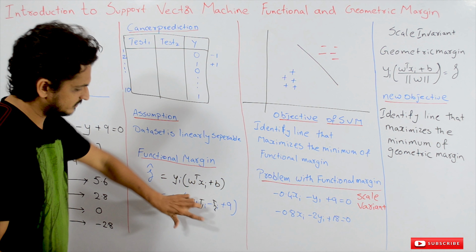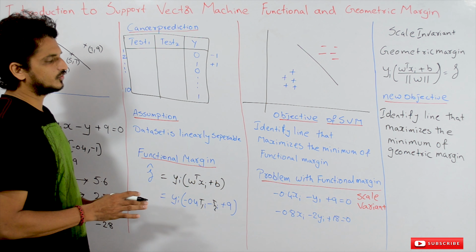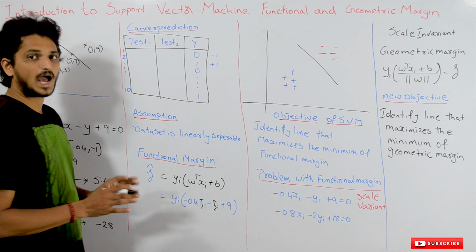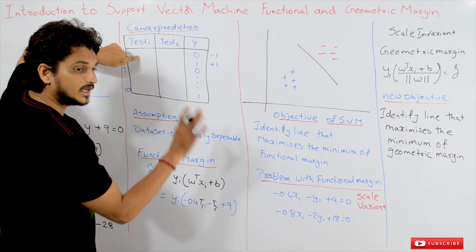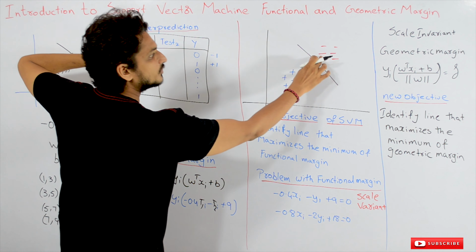So yi, this equation of the line. What our support vector machine does is calculate the functional margin for all the training data points. How will it calculate? Suppose this is our first data point. What's the value we got? Yi means negative data point. If you substitute the test1 and test2 values in this equation, we are calculating the functional margin for all the data points. Take the first point, calculate the functional margin. Take the second point, calculate the functional margin. Take the third point, calculate the functional margin. This is what our support vector machine will do.